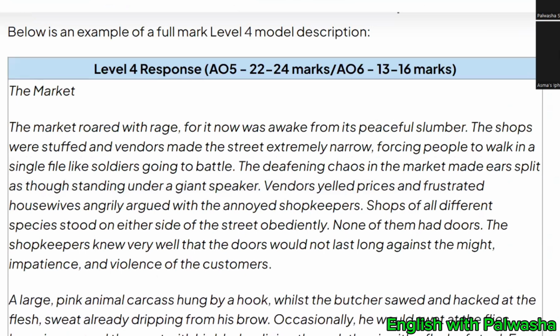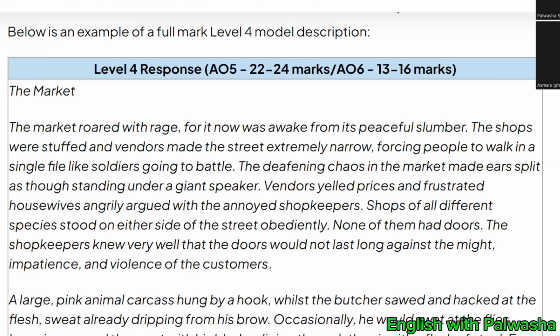Okay, start it. The market roared with rage, for it now was awake from its peaceful slumber. The shops were stuffed and vendors made the street extremely narrow, forcing people to walk in a single file like soldiers go into battle. The deafening chaos in the market made ears split as though standing under a giant speaker. Vendors yelled prices and frustrated housewives angrily argued with the annoyed shopkeepers. Shops of all different species stood on either side of the street obediently.